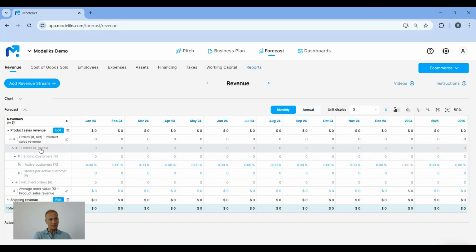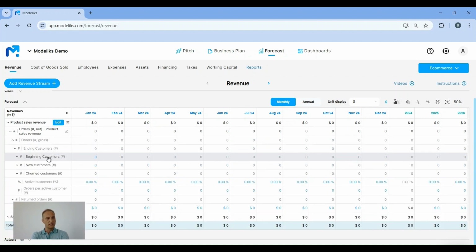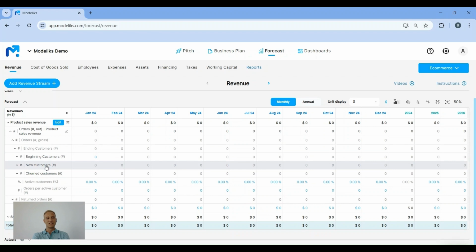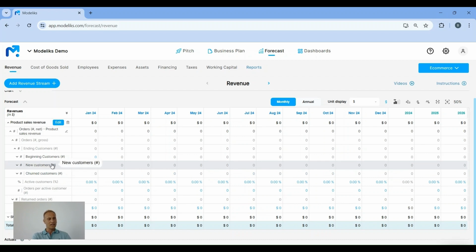Now, in order to come to the number of customers, this will be calculated as for every period within our forecast period. The number of ending customers will be equal to the number of customers at the beginning of a period, plus any new customers that we are able to get through that period, minus any churned customers, or customers that decide not to be our customers and unsubscribe from our platform. So, number of new customers.